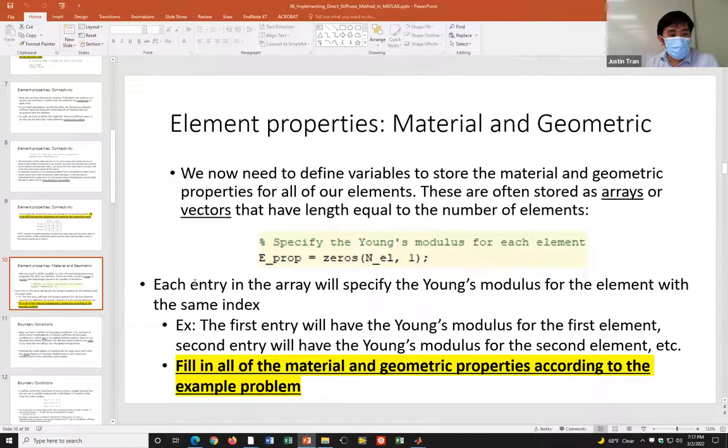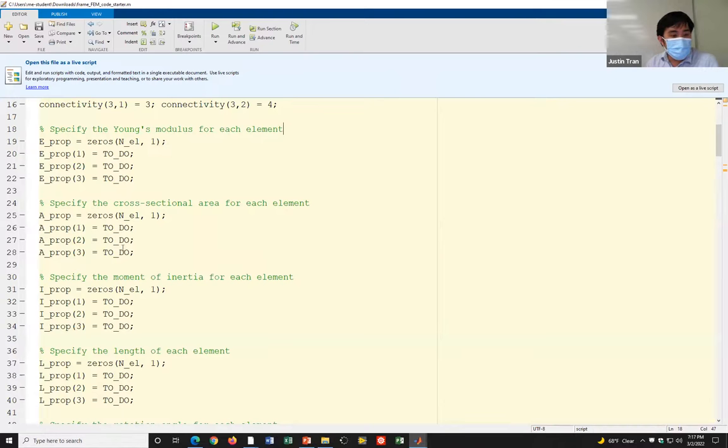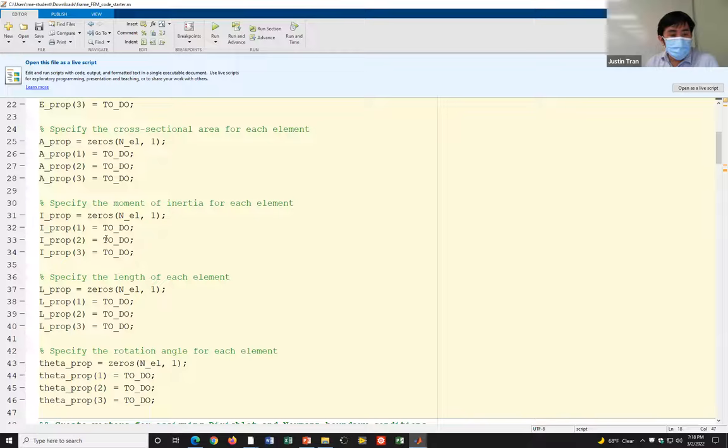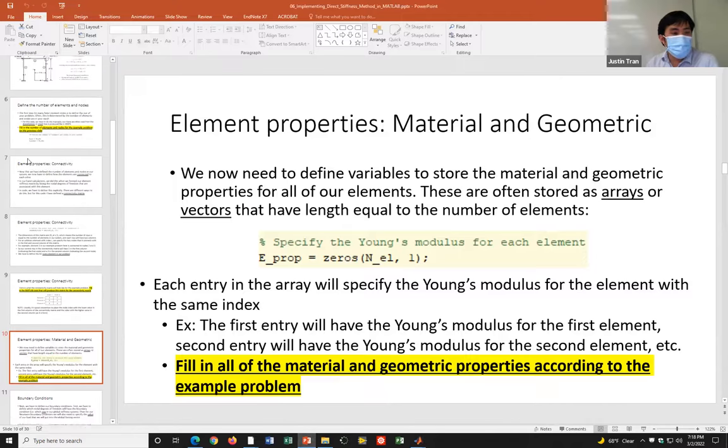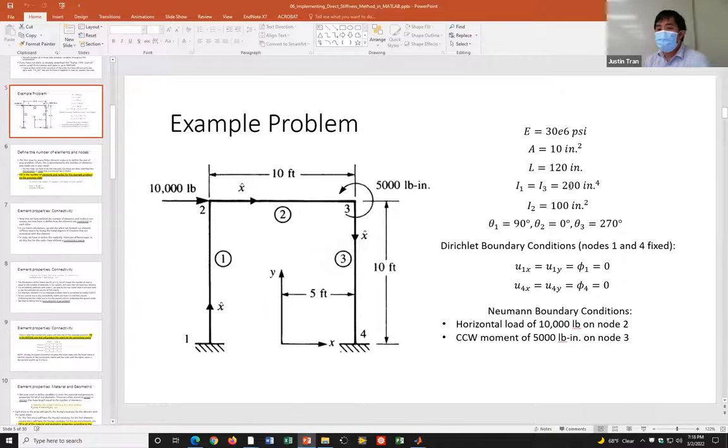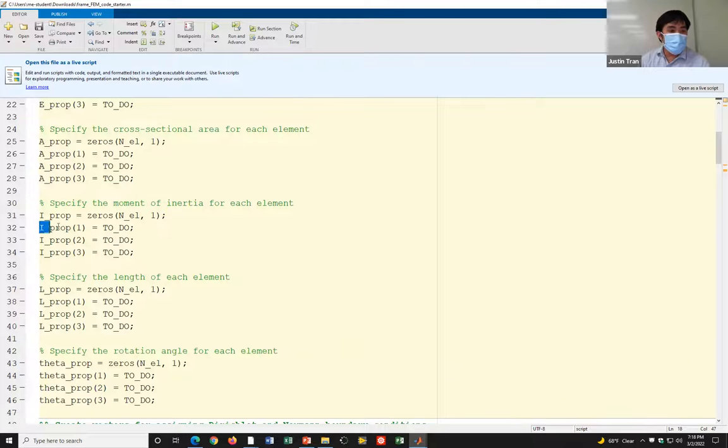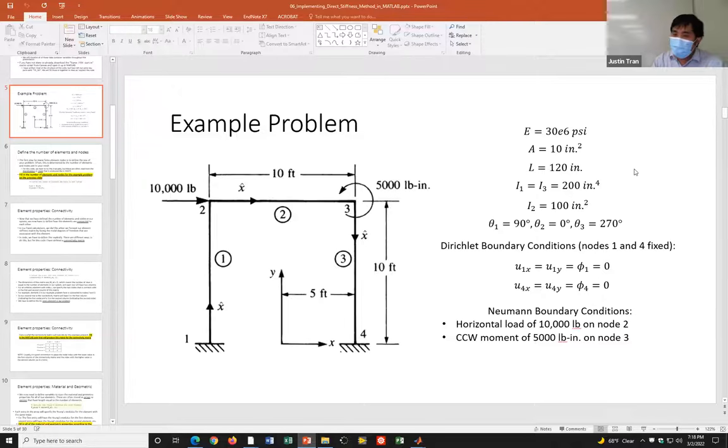The way these lines of code work is that you just fill in the appropriate properties. Let's take the moment of inertia first, which is interesting because it's different. For the first and third elements, we have a moment of inertia of 200. To implement that in the code, we have iprop at one, which refers to the first element, and to assign it a moment of inertia of 200, we just put a 200 there. For the third element, we put a 200 there as well, and for the second one, we put a 100. This is simply listing out the properties, writing down what's given to us in the problem.